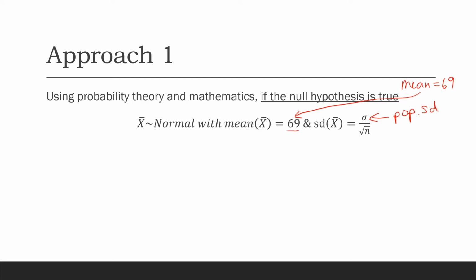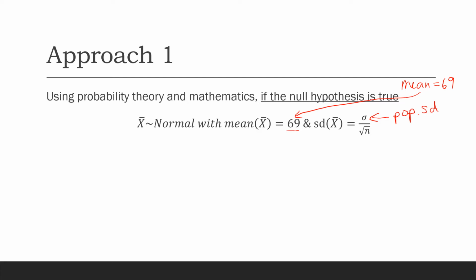Now, because we don't actually know what the population standard deviation was in late 19th century England, we don't know what the standard deviation of males' heights was. We're going to have to approximate that with the sample standard deviation.